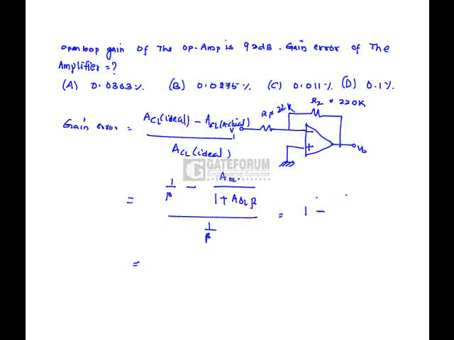we will get this as 1 minus AOL beta divided by (1 plus AOL beta), which is 1 by (1 plus AOL into beta), which is into 100. We will get this as 0.0275%, that is option B is correct.